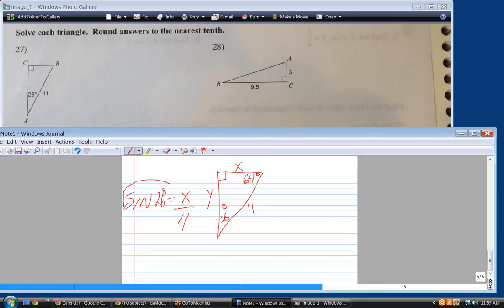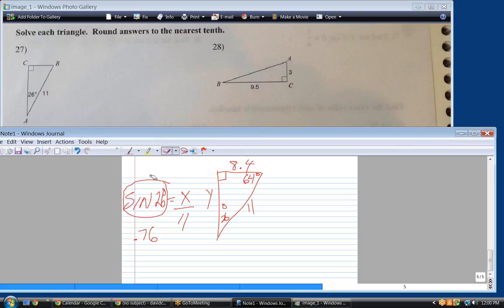Now, go to your calculator and look up the value of the sine of 26 degrees, because that's the only way we have of knowing it. It's 0.76. Now multiply that by 11, and we've solved for x. So it's 3.4. Or 8.4, sorry. 11 times 0.76 is 8.4.